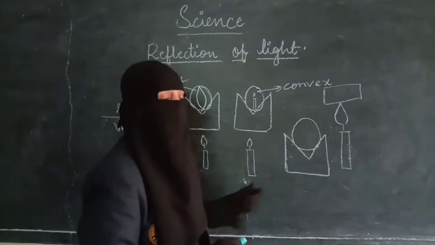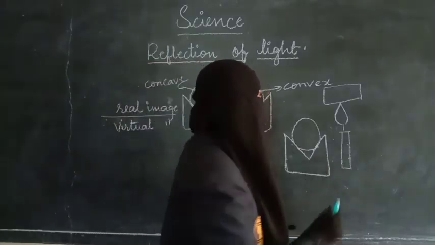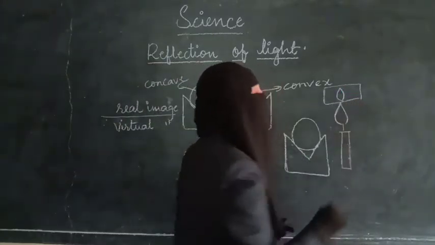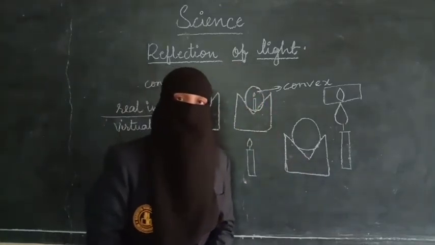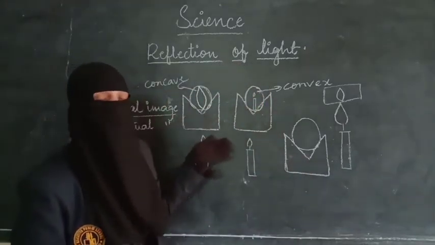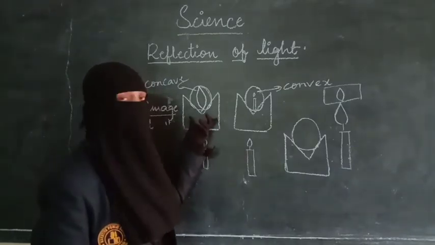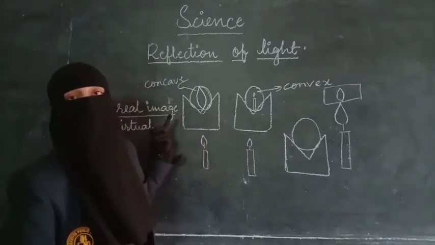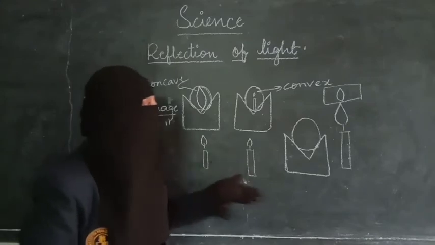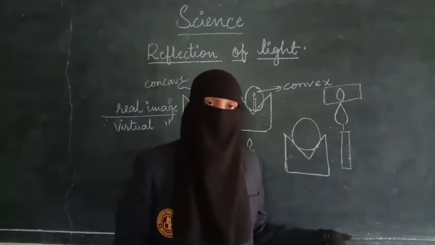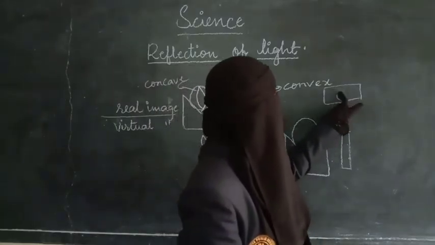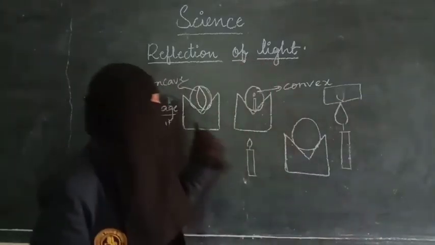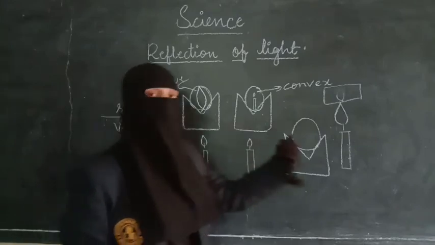So in case of a concave mirror, you will observe that the image will be formed here on the screen as well. That means the image formed by the concave mirror will be bigger, reversed, and it will be a real image. Concave mirrors can form real images. Now the other one, if the image is not forming on the screen, then that image is called a virtual image. So we got concave mirror.